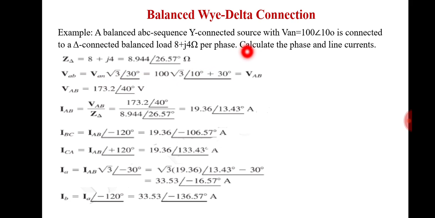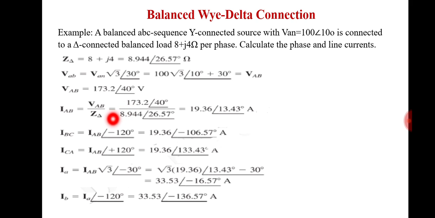Given VAN is equal to 100 with angle 10 degree. So here put the value. The equation becomes VAB is equal to 100 into root 3, multiplication of magnitude and magnitude, multiplication of this magnitude and angle, addition of angle in multiplication system. So 10 plus 30 degree. So here VAB is equal to 173.2 with angle 40 degree.